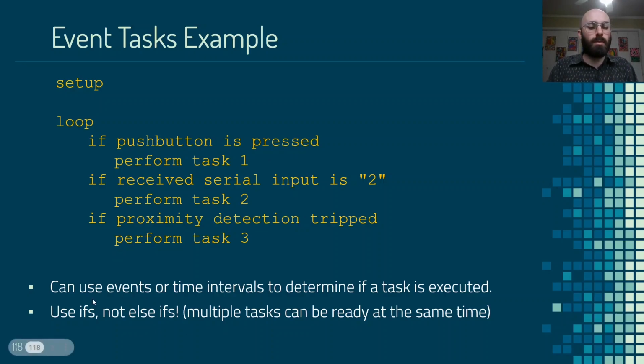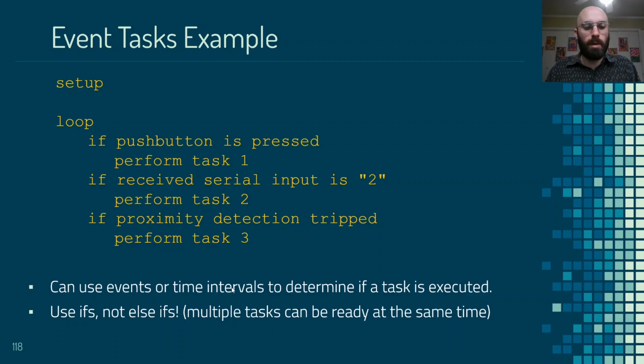And this is kind of driving home the point that we talked about a little bit earlier, right? So we had used else ifs when we just wanted one thing to happen. It's either this, this, or this. Here, where we want to use if statements, because sometimes multiple tasks can be ready or be triggered at the same time, right? So if a push button is pressed and the proximity detection is tripped at the same time, we want it to be able to do this task and then this task. We don't want it to not do this task because it did this other one. So using if statements is going to be really, really helpful.